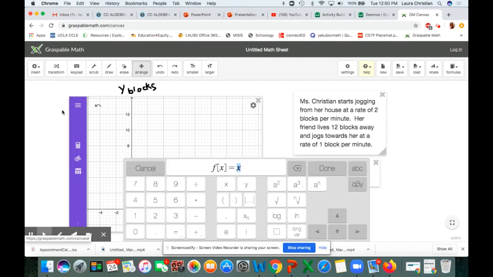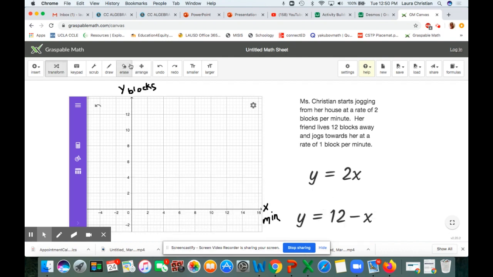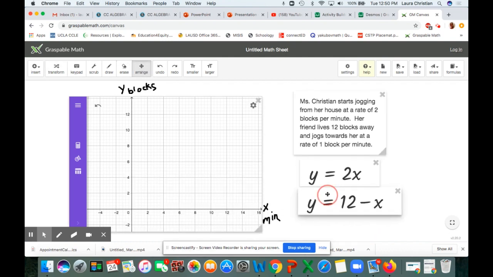Then for my friend, we have y again, the total blocks. She's starting 12 blocks away and running towards me, so we're going to subtract 1 block per minute. So for my friend, she's starting 12 blocks away, and each minute, you can think of it as a 1 here. She runs 1 block. So let's take a moment to graph these.